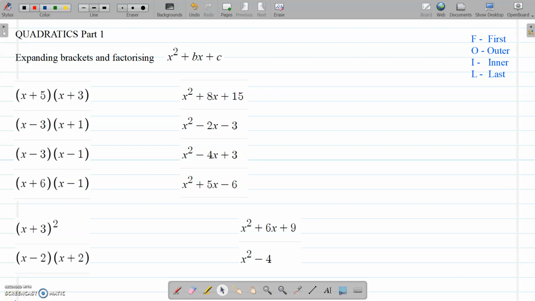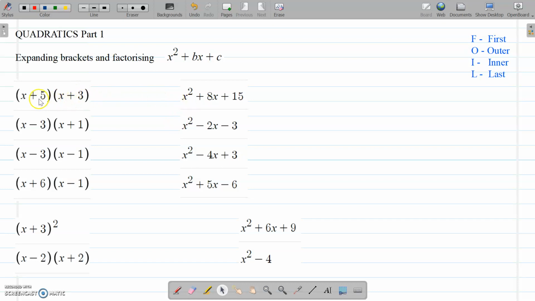Welcome to the first of a series of videos on quadratics. In part 1 we're just going to look at the very basic quadratic, which is of the form x squared plus bx plus c. So b and c are numbers and the coefficient of x squared is 1. That is, the number in front of x squared would just be 1.